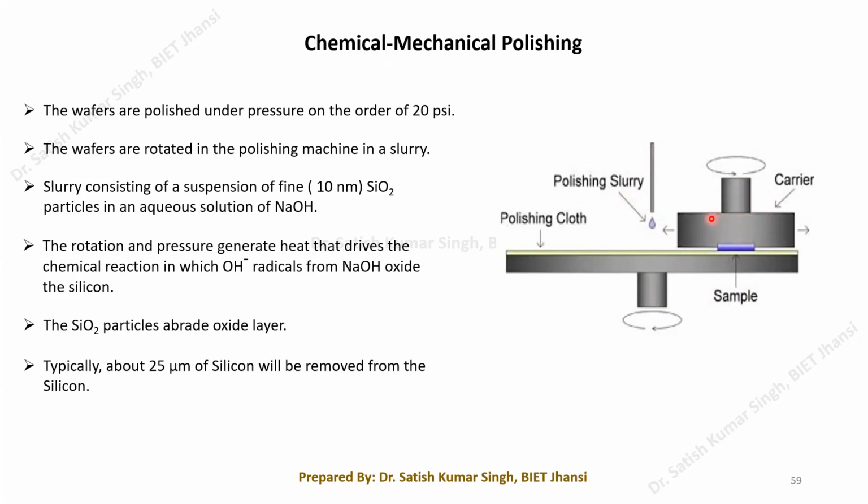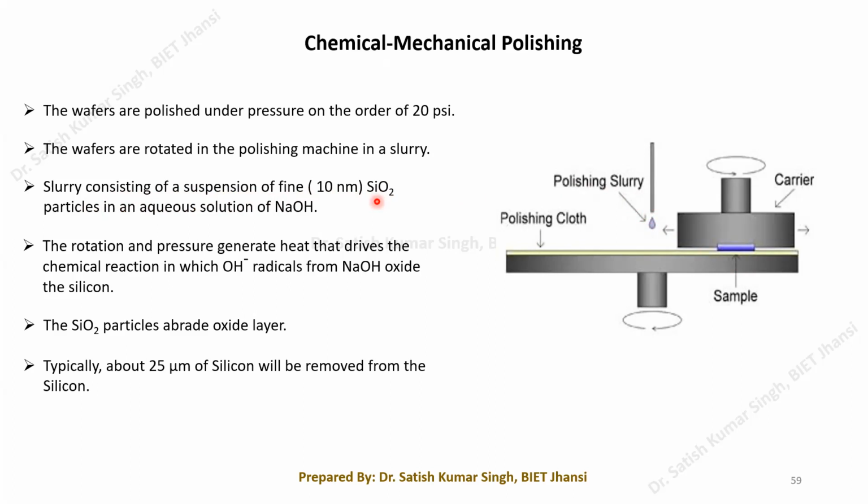Due to this rotation and this slurry, the slurry is going to come under this surface, because it is available on the polishing cloth. So this slurry will come under the wafer, and then this layer is going to be polished. The slurry consists of a suspension of fine SiO2. SiO2 is silicon dioxide.